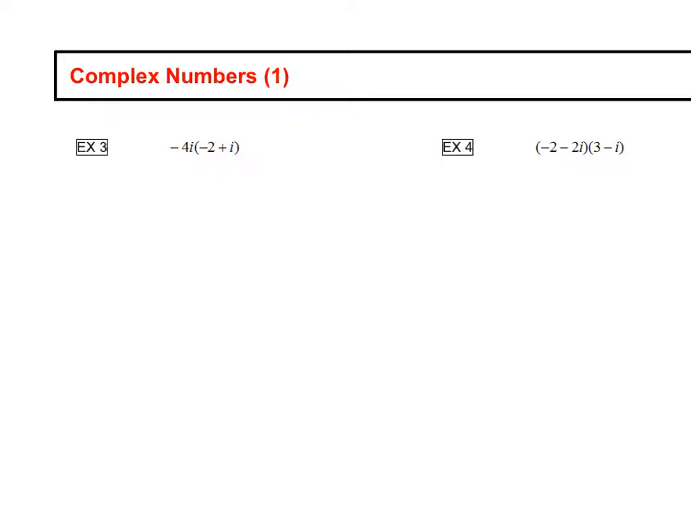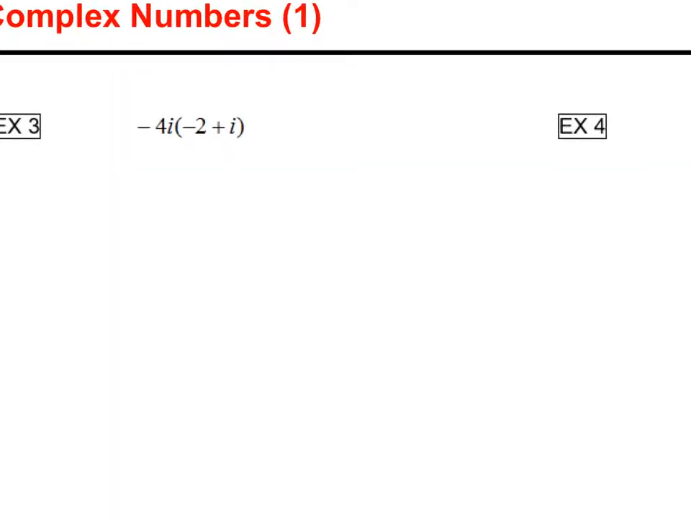All right, we're just going to keep working with these complex numbers and just kind of get the hang of how they work. Here we have negative 4i being multiplied by negative 2 plus i. So we're just going to do some distributing, just as you probably suspected. Negative 4i times negative 2 is a positive 8i. Negative 4i times i is a negative 4i squared.